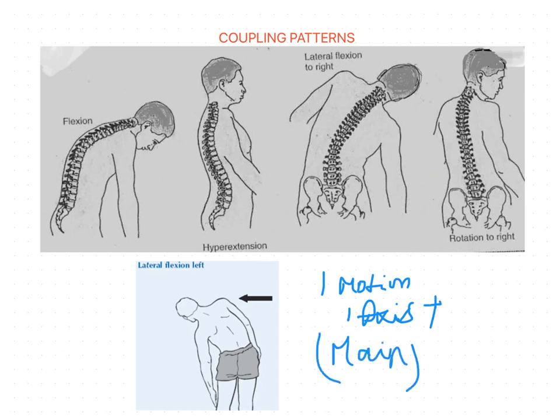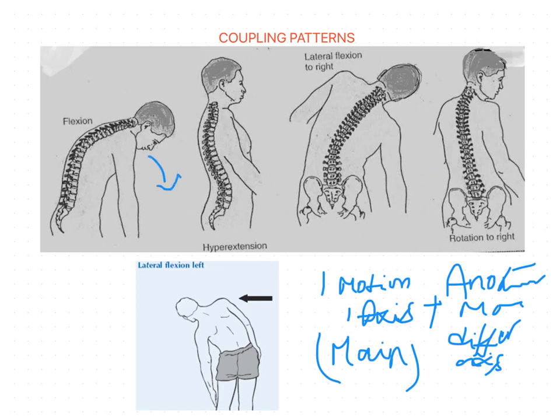Okay, and it is associated with another motion around a different axis. So this is called coupling. The motion which is being produced by an external load. So that means, for example, the person wants to flex to lift something. So this becomes the main motion. The motion being produced by an external load is termed as main motion.